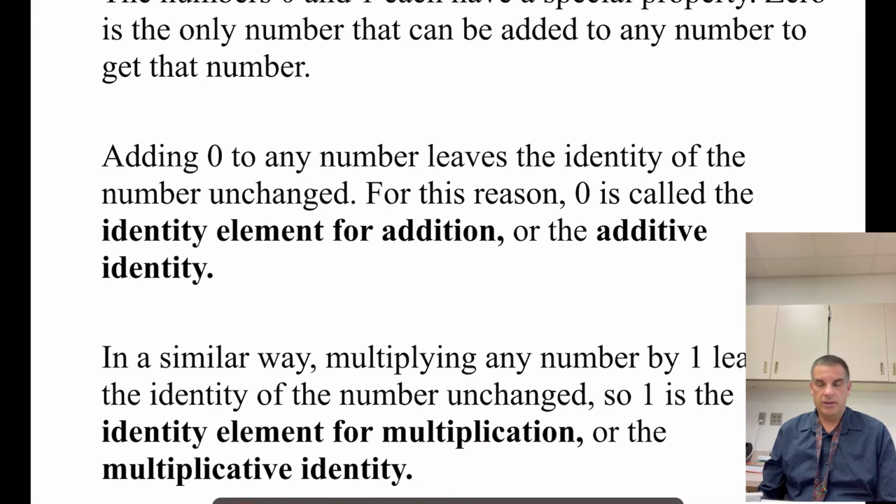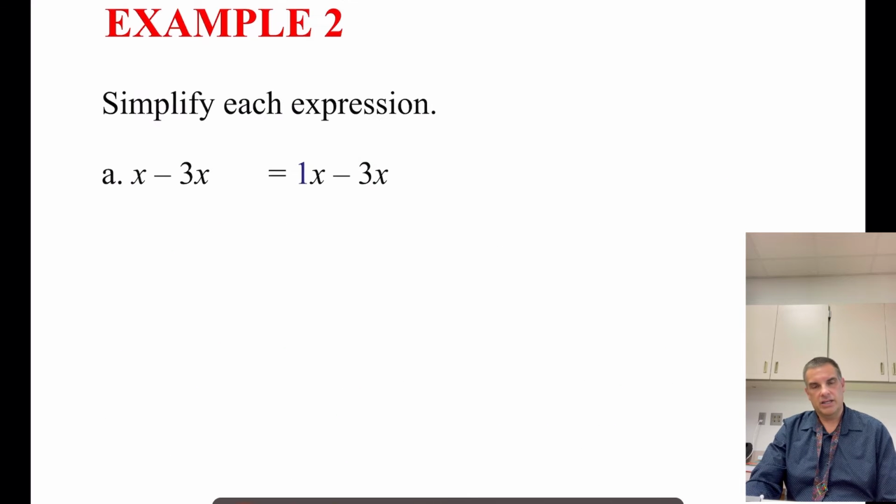In a similar way, multiplying 1 by something leaves the identity of the number unchanged. So 1 is the multiplicative identity. When we're talking about identity, you're talking about not changing yourself, so to say. So when you add, you don't change yourself by adding nothing. In multiplication, you multiply yourself by 1, and you're not changing that identity. So that's our different identities.